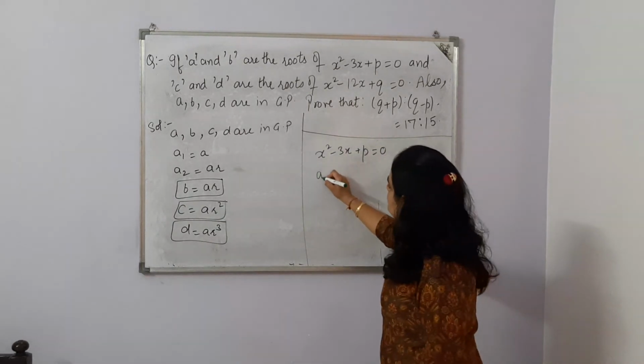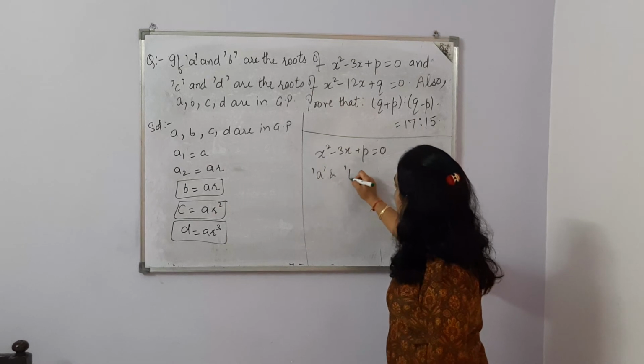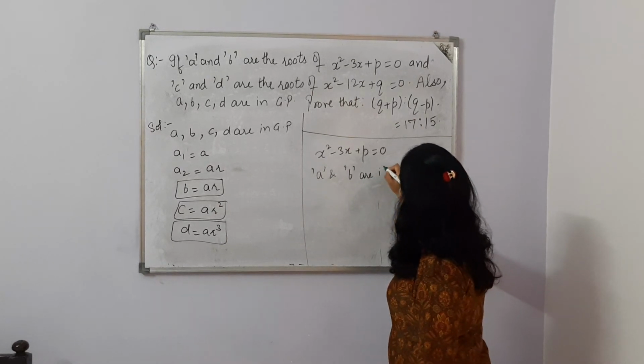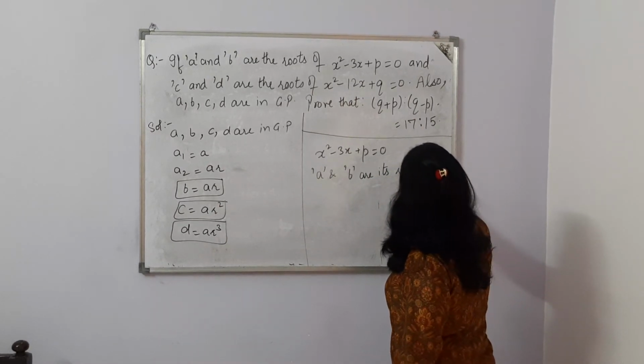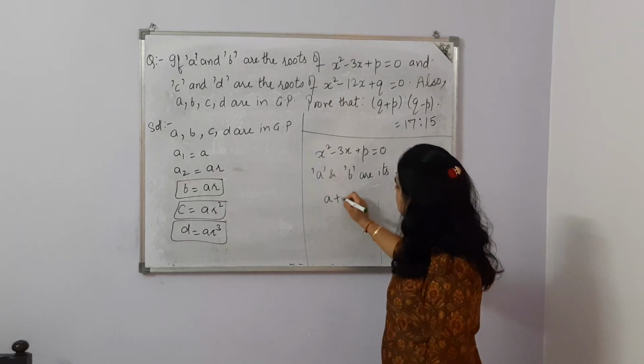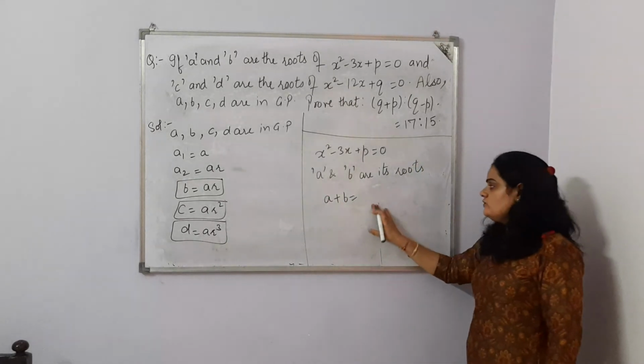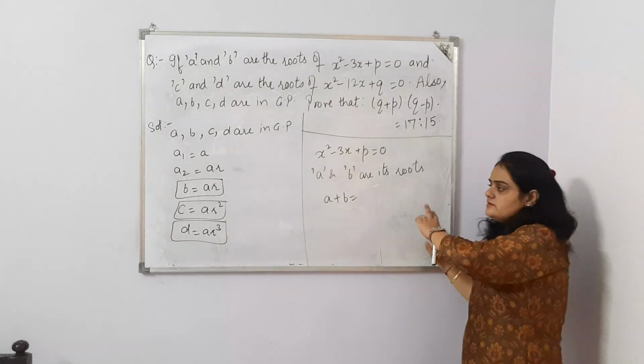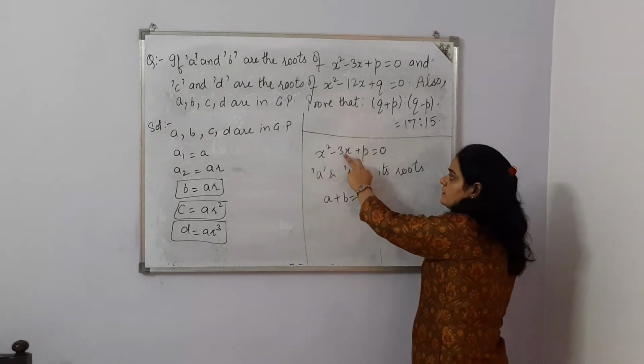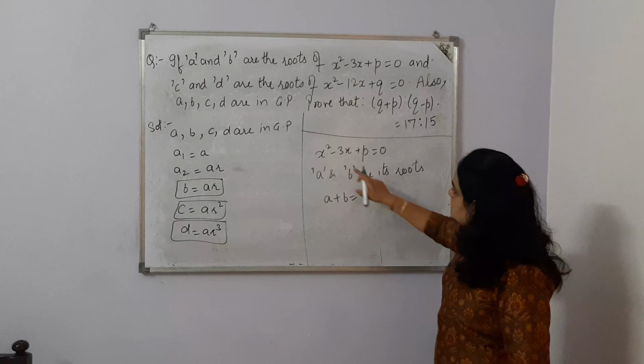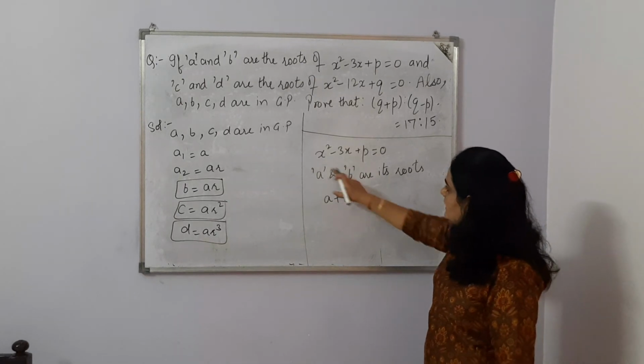A and B are its roots. So the sum of roots formula is minus b by a. You already did it in 10th class. Sum of roots is minus b by a. What is minus b? That means minus of minus 3, which is 3, by a, which is 1.